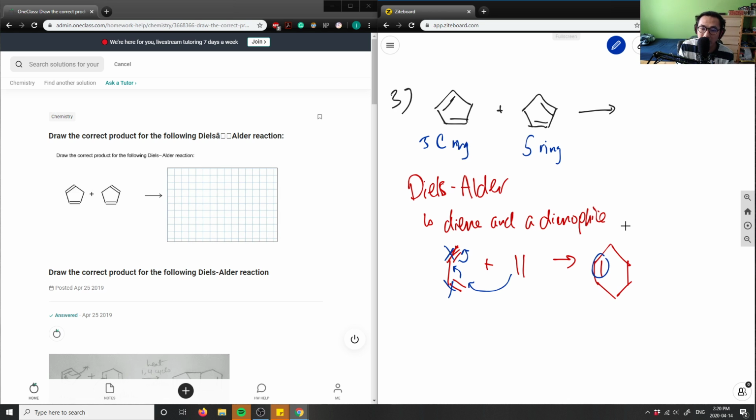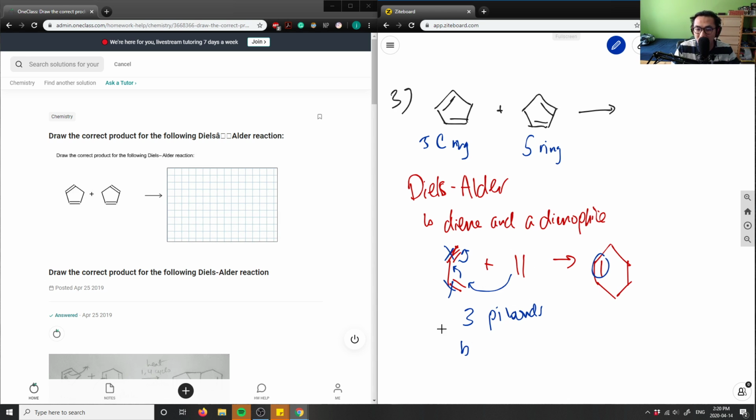So again, I had three pi bonds before. I'm going to break two, or in this case it actually breaks all three, right? I'm breaking this double bond, and this double bond.